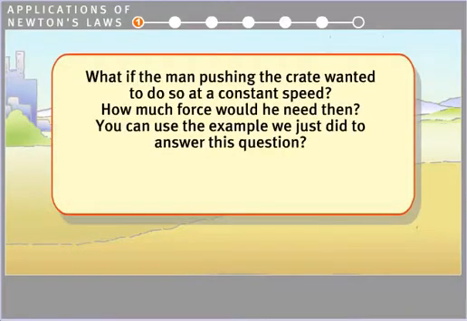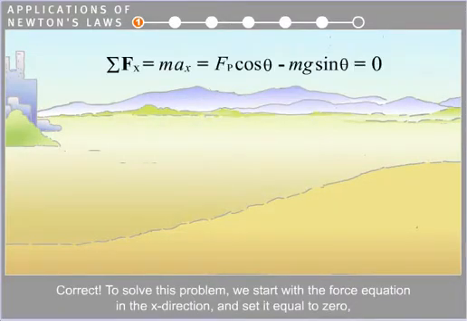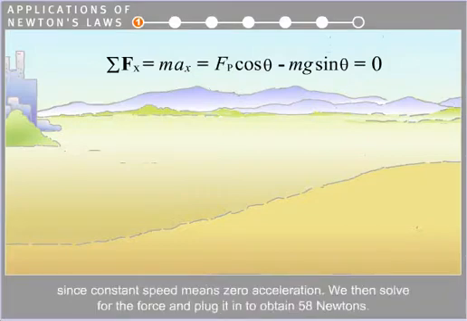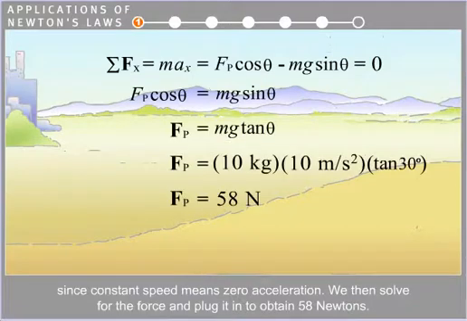What if the man pushing the crate wanted to do so at a constant speed? How much force would he need then? You can use the example we just did to answer this question. Correct. To solve this problem, we start with the force equation in the x direction and set it equal to 0, since constant speed means 0 acceleration. We then solve for the force and plug it in to obtain 58 newtons.